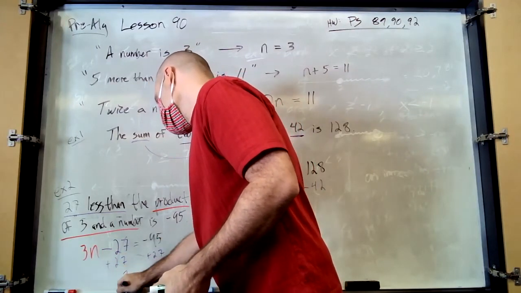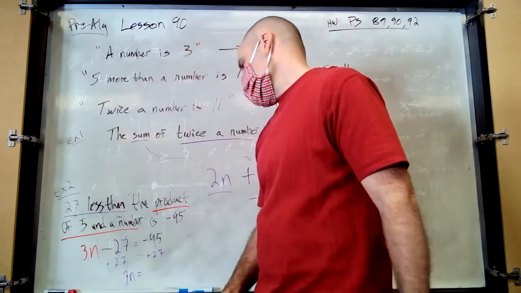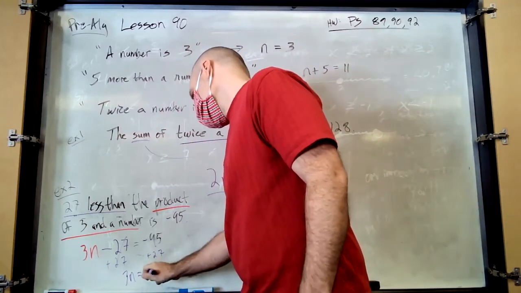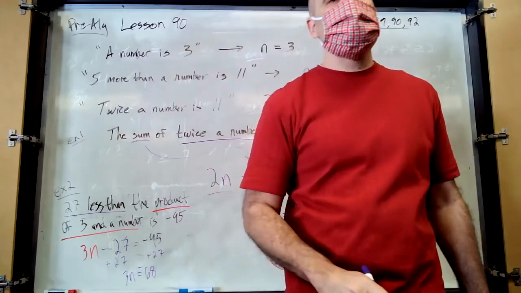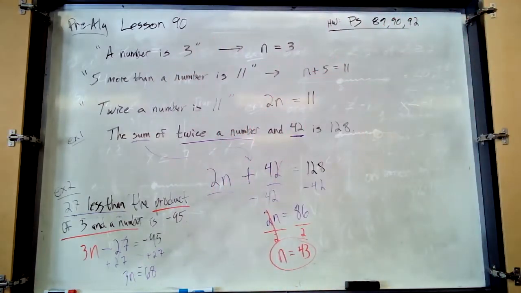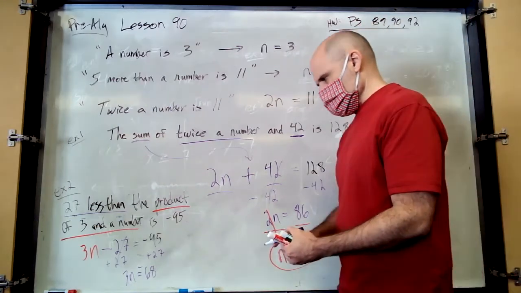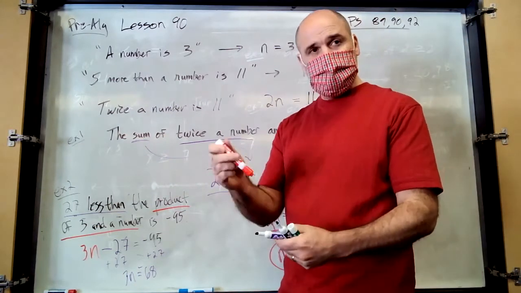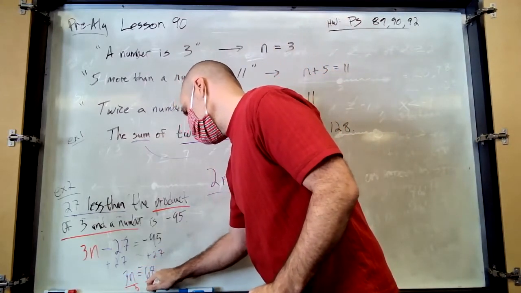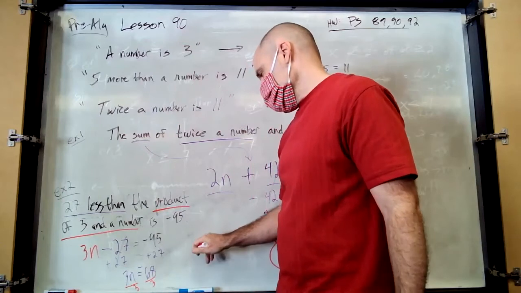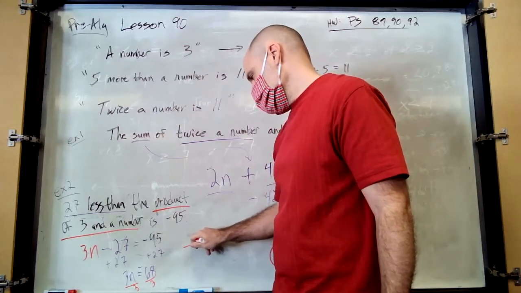So 3n equals, what is that? 68. Negative 68, remember? And then how do you get rid of the 3? Divide by 3. So when you divide by 3, it goes negative.